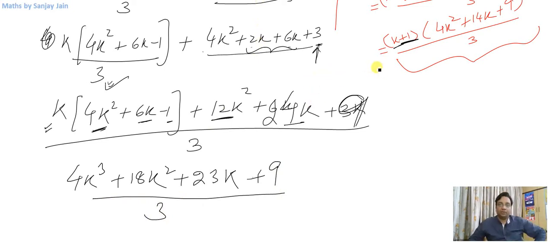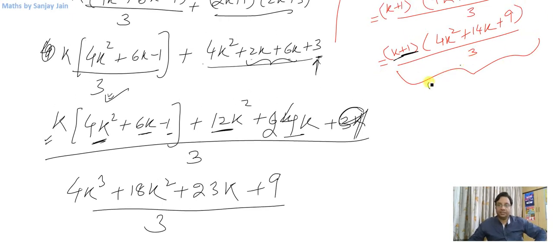Now if you observe this expression, if I multiply this k plus 1 with this quadratic, what will I get? What will be the terms? When this k gets multiplied with this 4k squared, it will give me 4k cubed, right? And when this k gets multiplied here, it will give me 14k squared, and then this 1 multiplied with 4k squared gives me 4k squared. So 14k squared plus 4k squared, total 18k squared I'll get, right?